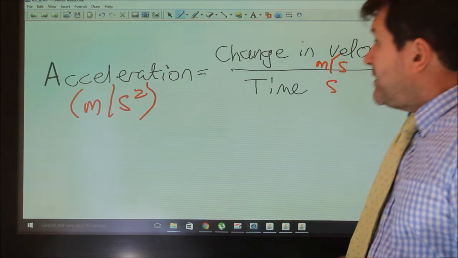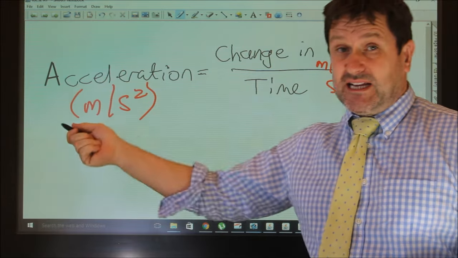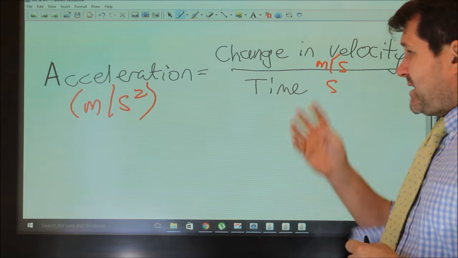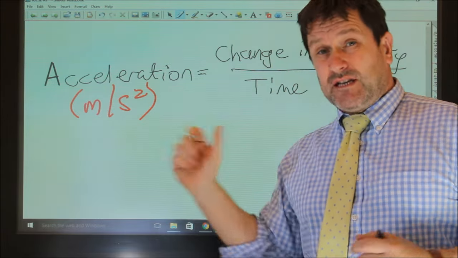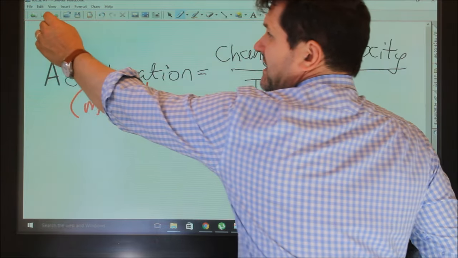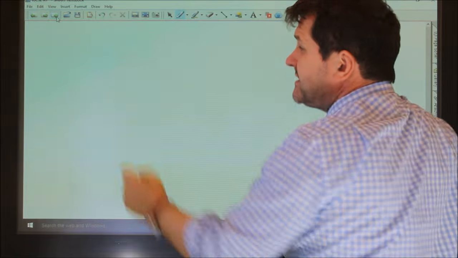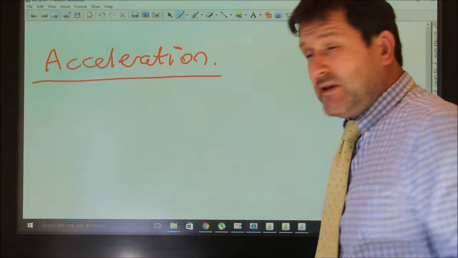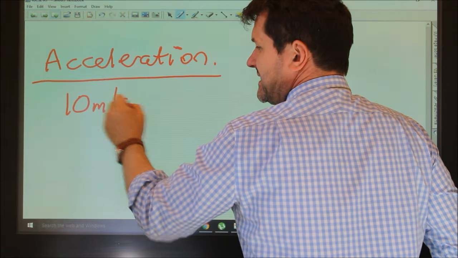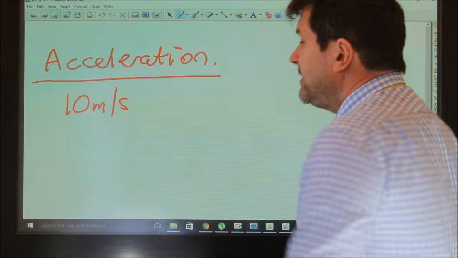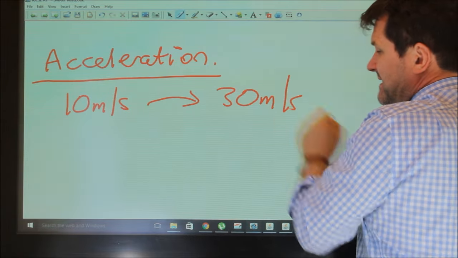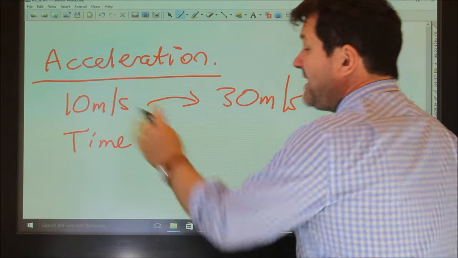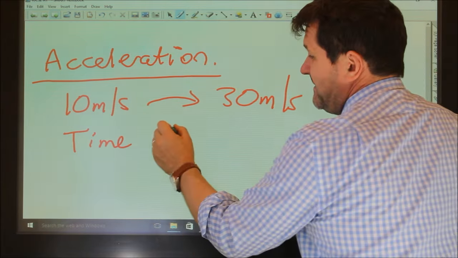So a question on this would give you a change in velocity and a time in order to calculate acceleration. Again, they might give you time in minutes or hours, and you'd have to convert it. You might be forced to rearrange the equation. But a very simple question might look something like this. Calculate the acceleration of, say, a car which is travelling at 10 metres per second. And suddenly it accelerates to 30 metres per second. The time it takes to go from 10 metres per second to 30 metres per second, we'll say is 5 seconds.